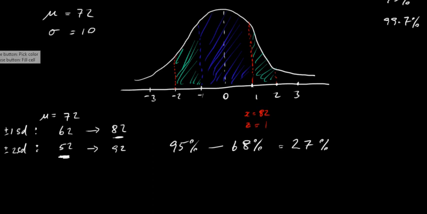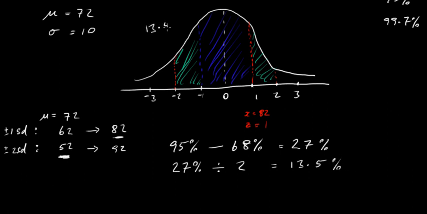Now, because this curve is symmetrical, I can divide this 27 by 2. So 27% divided by 2 will give me 13.5. So in other words, I know 13.5% of the data will be in here. So I know that the blue area here is 68%. I have 13.5% in here. So I've got to add these two to give me the percentage of students that are in this blue area and this part of the green area here.